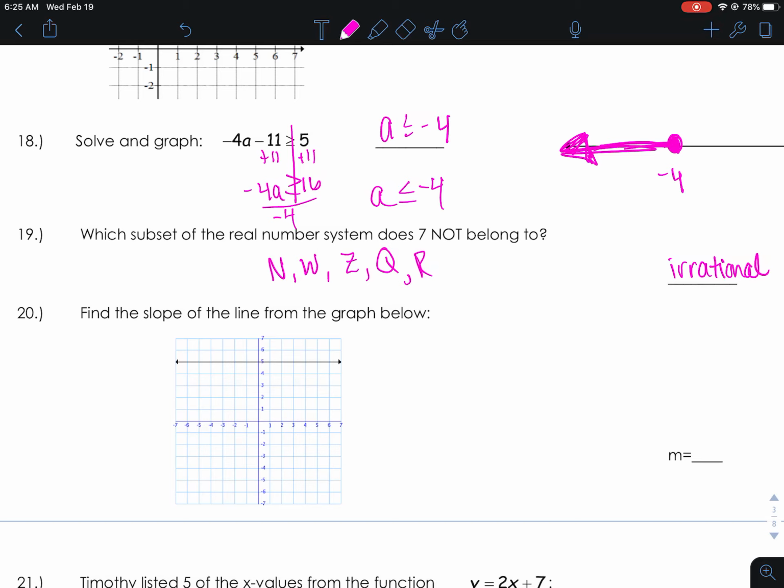All right, what's the slope of the line? Remember, this is a flat line going across. This slope is 0.